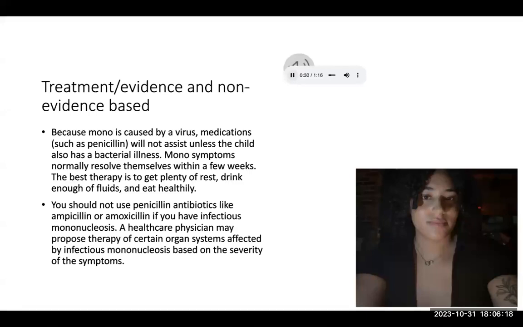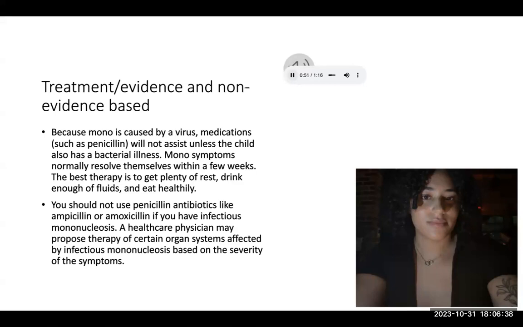You should not use penicillin antibiotics like ampicillin or amoxicillin if you have infectious mononucleosis. The risk of rash with some medications like amoxicillin and other antibiotics, including those made from penicillin, means they aren't recommended for people with mononucleosis.